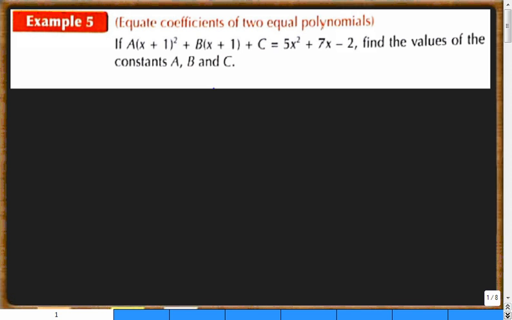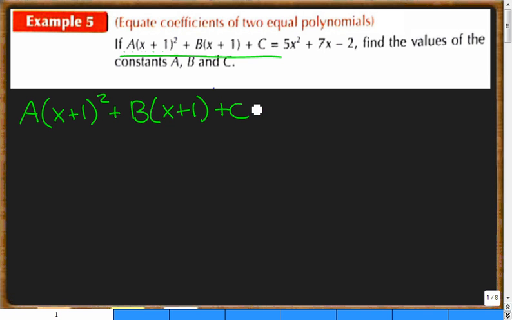Okay, so moving on to example 5. Again, we're still working with equating coefficients of two equal polynomials. So this time it's a little bit more complex. Our first polynomial here is a times (x + 1) squared plus b times (x + 1) plus c, and that is going to equal our second polynomial, which is 5x squared plus 7x minus 2.